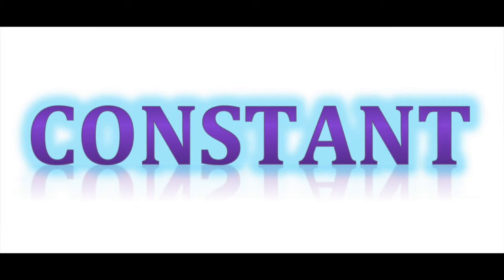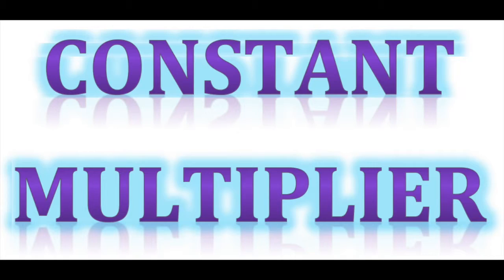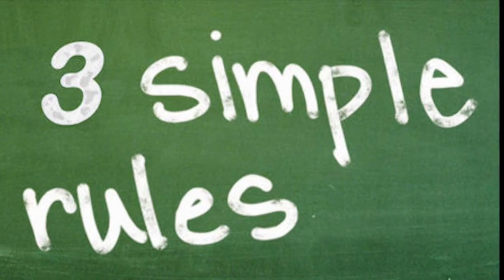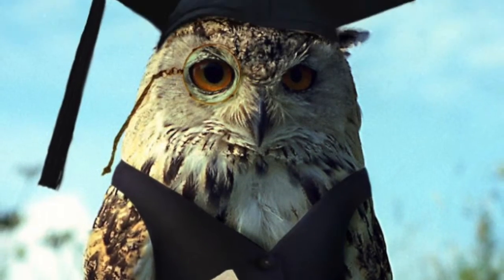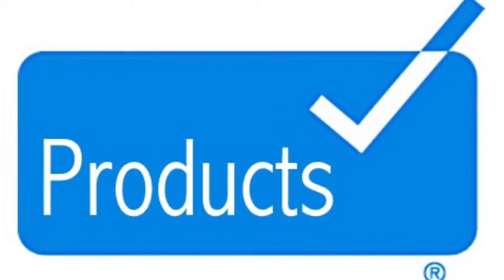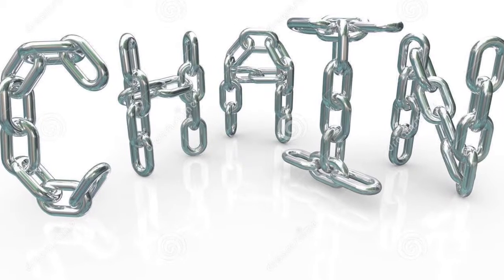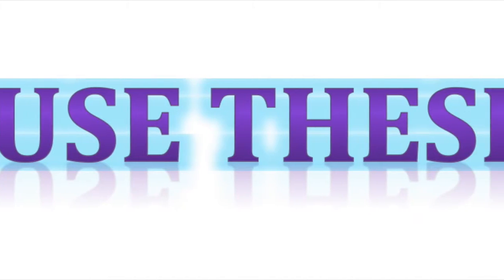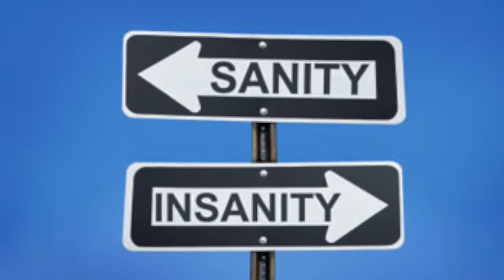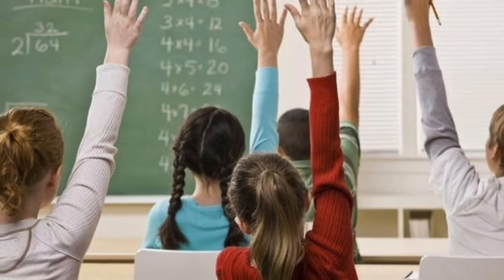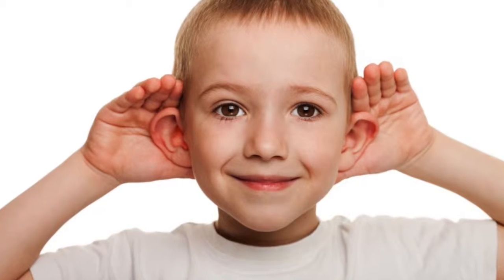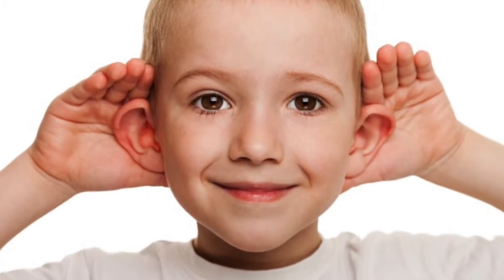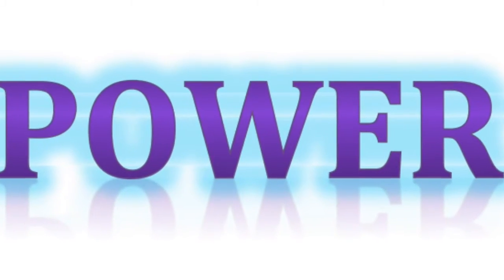The sum, the constant, and the constant multiplier. Those three rules will make you wiser. Power, product, quotient, and chain. Use these four to keep yourself sane. If you pay attention and listen in school, you'll know all about the general power rule.